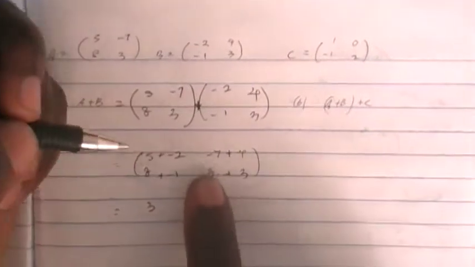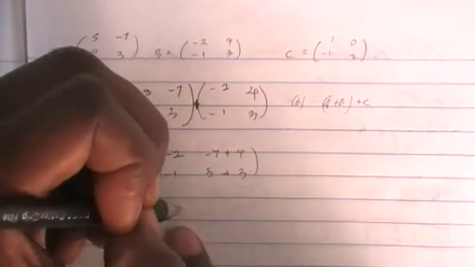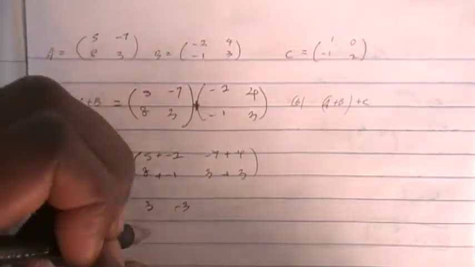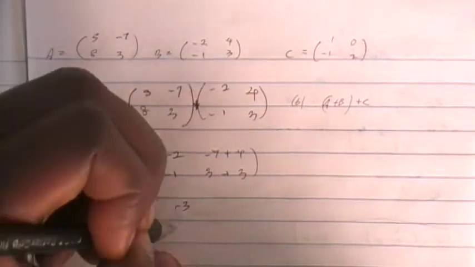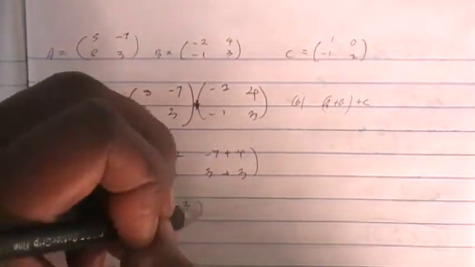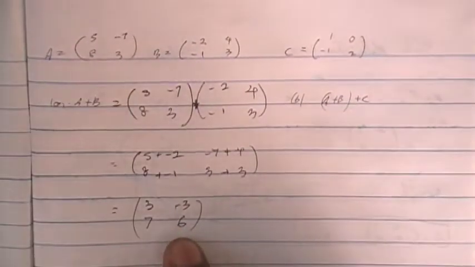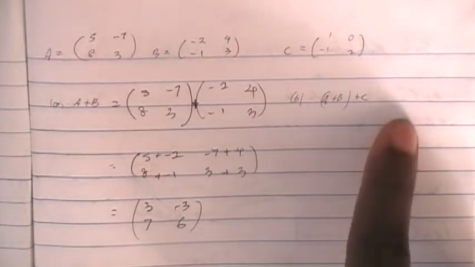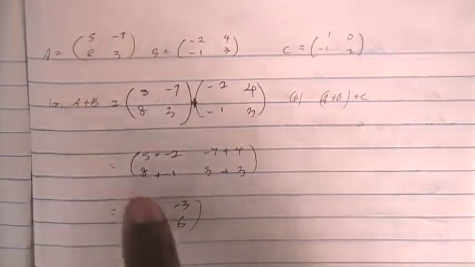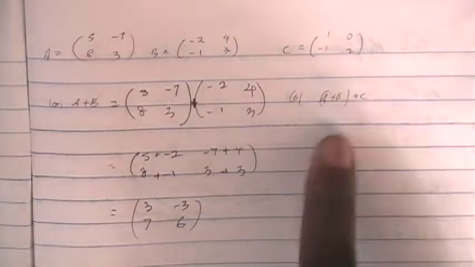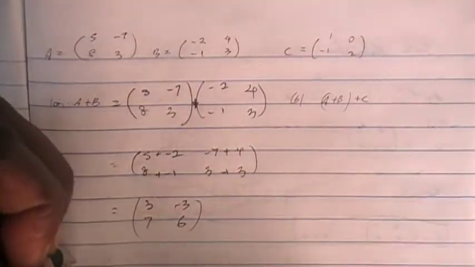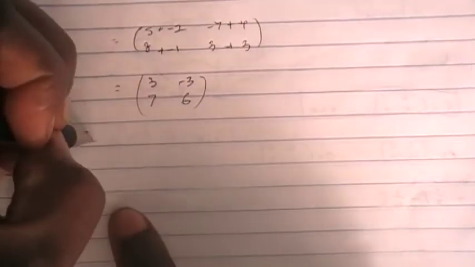Minus 7 plus 4 is minus 3. This here will give us 7, and this one will give us 6. So this is our result when we add these matrices. Now the next one is A plus B plus C. We already know what A plus B is, so all we need to do is add this result to C. So (A plus B) plus C is equal to this result here.